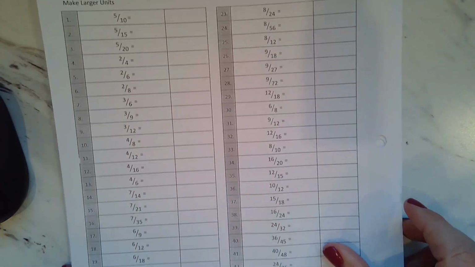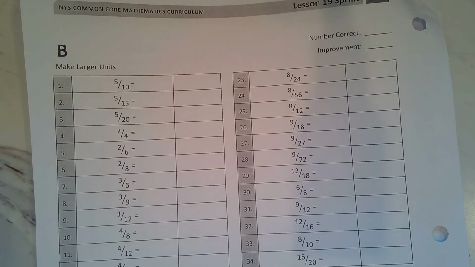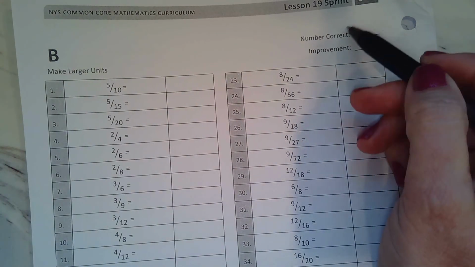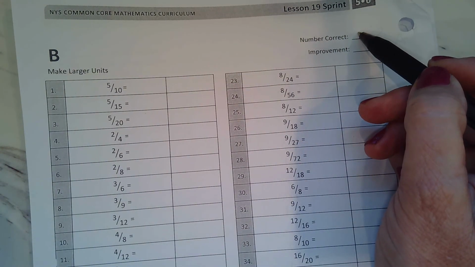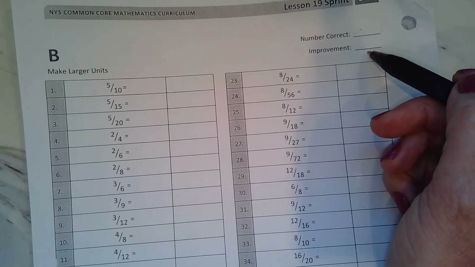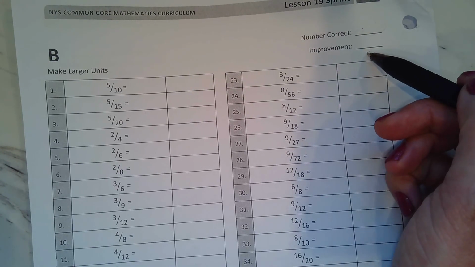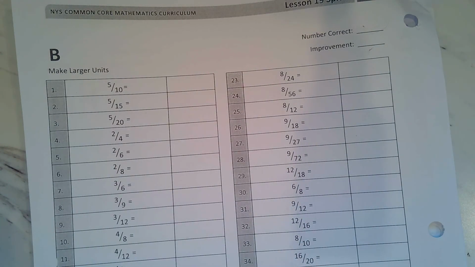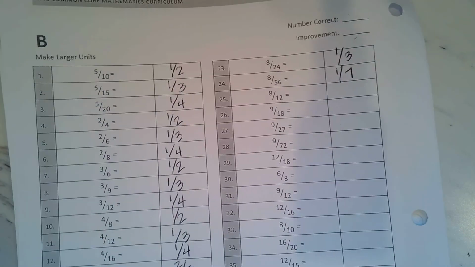Now we're on sprint B. So how many did you get correct on side A? Write that number here. And then improvement. How many more would you like to be able to do? 1 more, 2 more, 5 more? All right. Write that down. All right. Pencils up. Ready, go. All right. Let's check it.